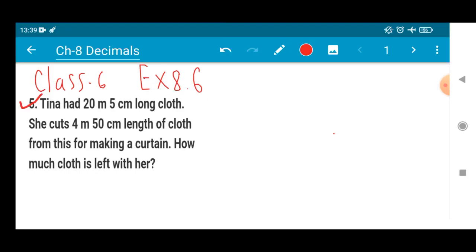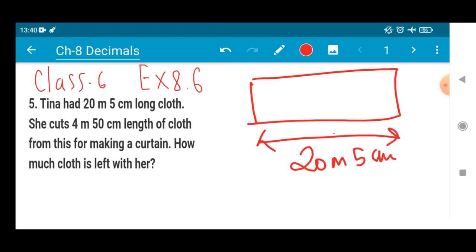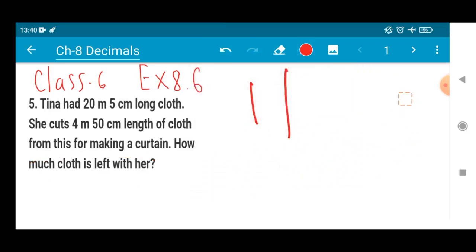Question number 5. Tina had 20 meter 5 centimeter cloth. She cuts 4 meter 50 centimeter length of cloth from this for making a curtain. How much cloth is left with her? That we have to find. Very simple. Tina has a long cloth which is of 20 meter 5 centimeter total length, and now she is cutting 4 meter 50 centimeter length. After cutting, what is the total cloth left? That we have to find out. Very simple. Okay, let's start doing.